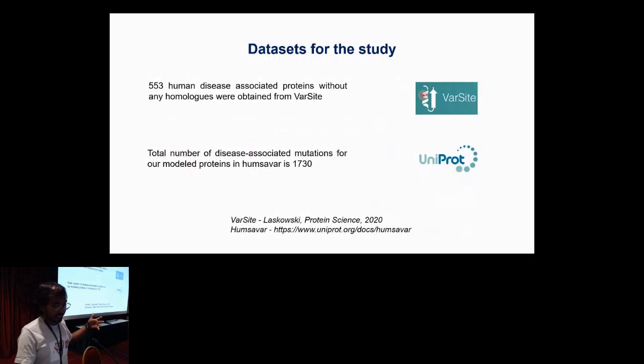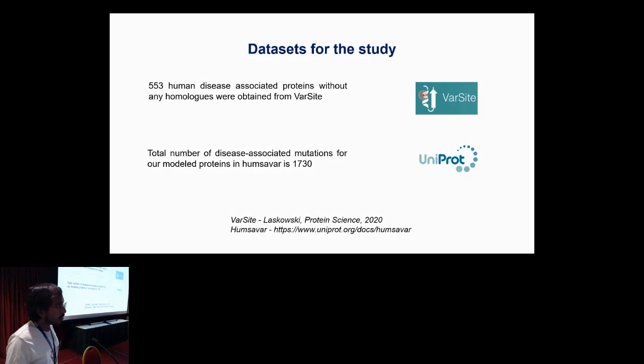For this, we created a data set that we obtained from VarSite, which contains some 553 proteins, and the corresponding disease-associated mutations, which we got from HumsaVar, a total of 1730 mutations.